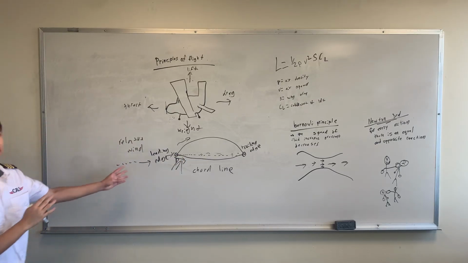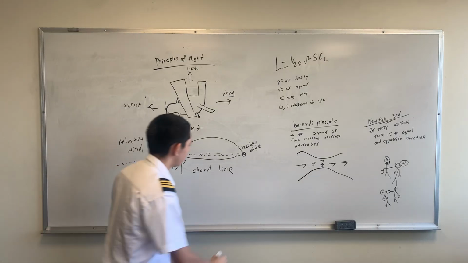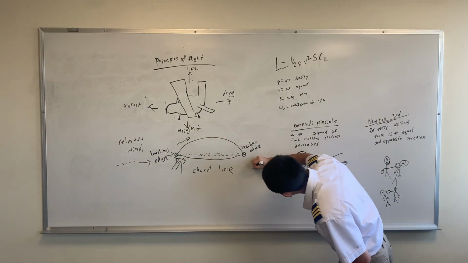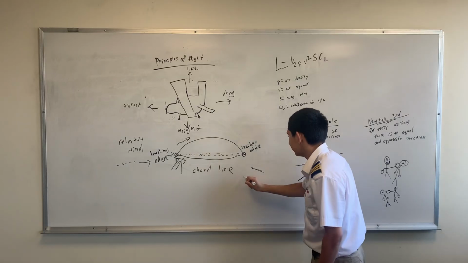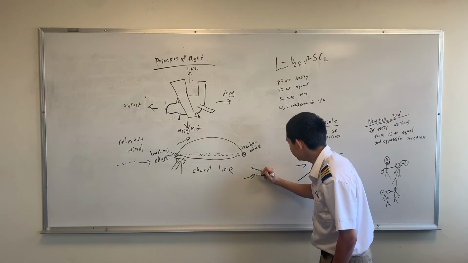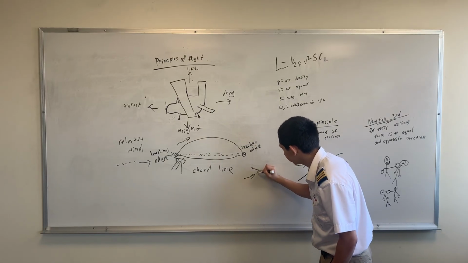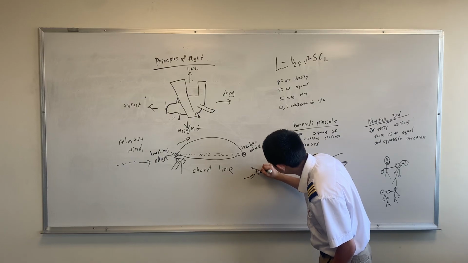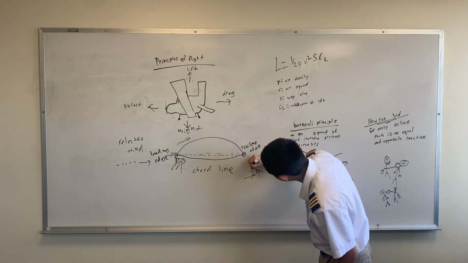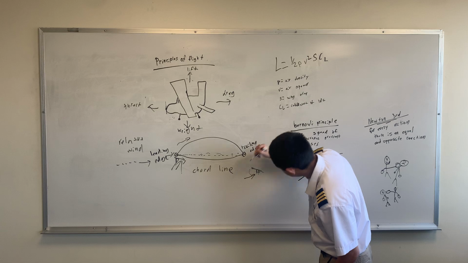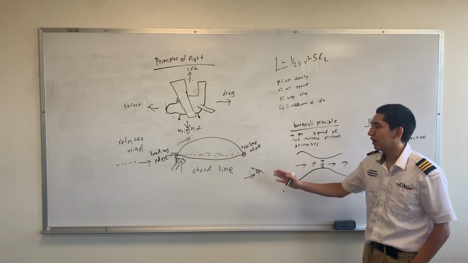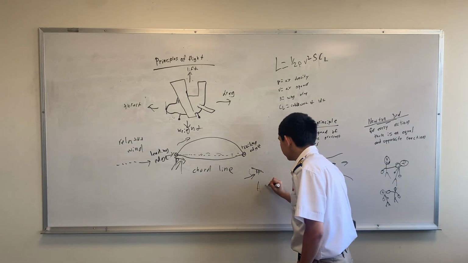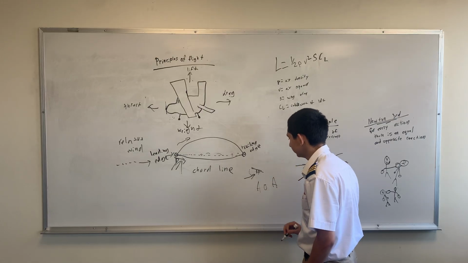If you need a better visualization because that doesn't make sense, I'll draw it out better for you. This is a flat version of it. Here comes this relative wind. It hits it right here. And you see how there's this angle right here? In between that is an angle, and that is called the angle of attack.